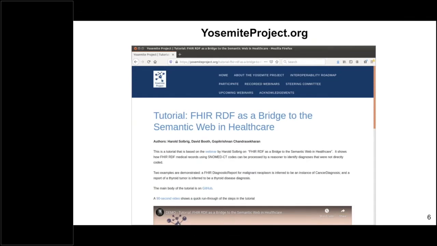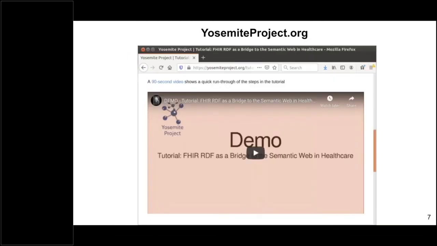And if you're interested in the FHIR RDF representation, there's a nice tutorial that Harold Solbrig at Johns Hopkins University created, that is available on the YosemiteProject.org site. It gives a demonstration of how this representation can be used to connect some clinical data to, in this example, SNOMED terminology, and use inferencing in order to produce interesting results. So you can take a look at that later. There's also a YouTube video, a 90-second video that runs through the steps of the tutorial to make sure you can follow along well.